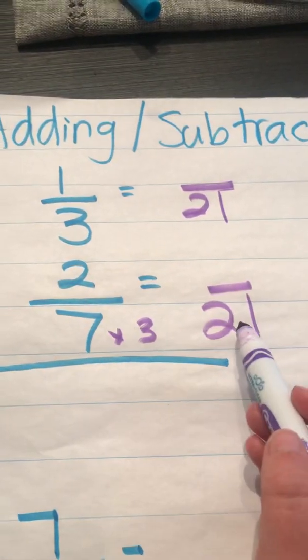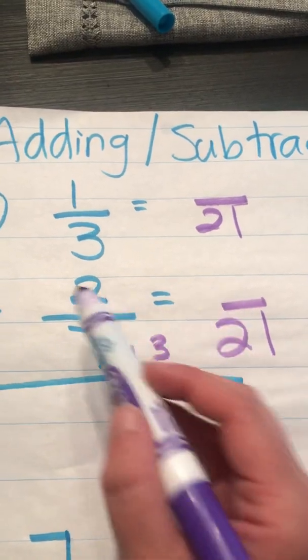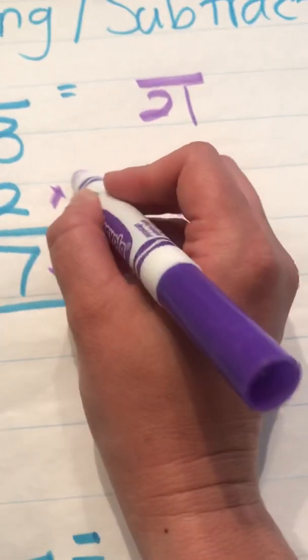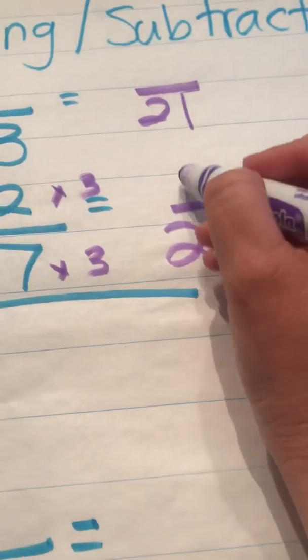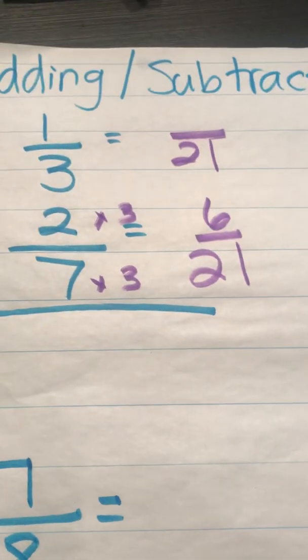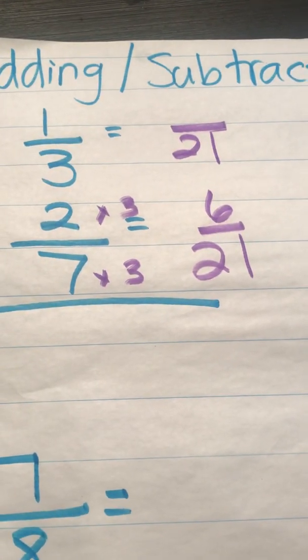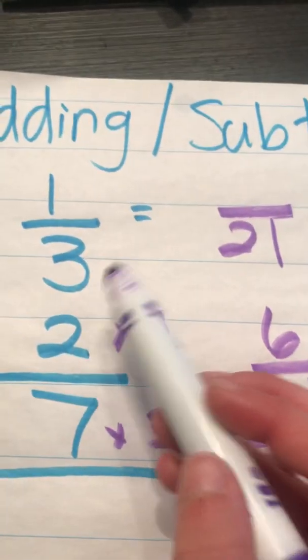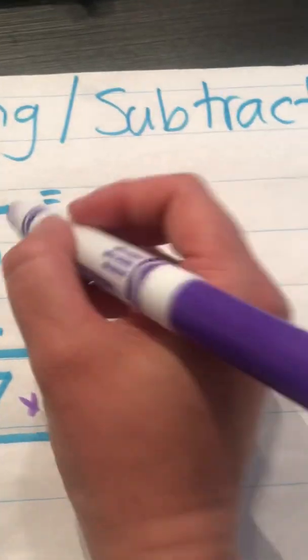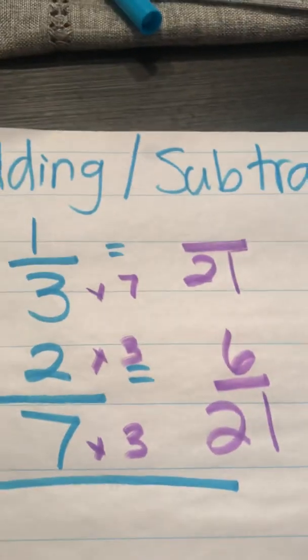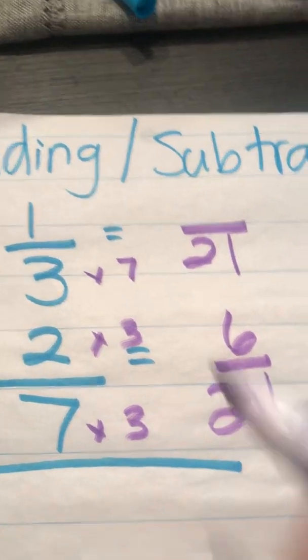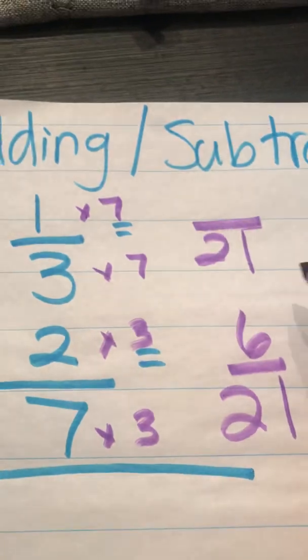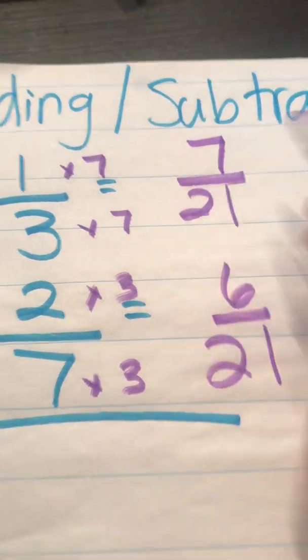So whatever I do to the bottom, I'm now going to do to my top number, my numerator. 2 times 3 gives me 6. So that is my new fraction. 2/7 is equivalent to 6 over 21. Now 1/3. 3 times what gives you 21? 3 times 7 gives you 21. Whatever I do to the bottom, I'm now going to do to the top. 1 times 7 is 7.